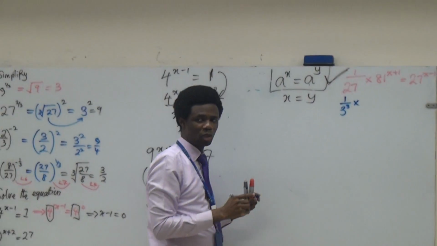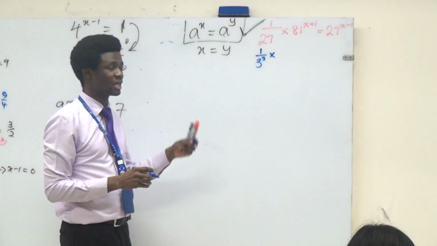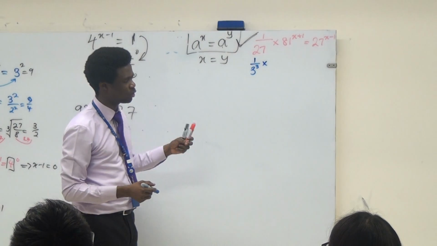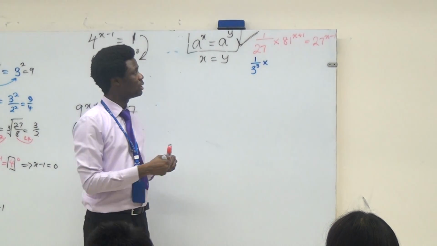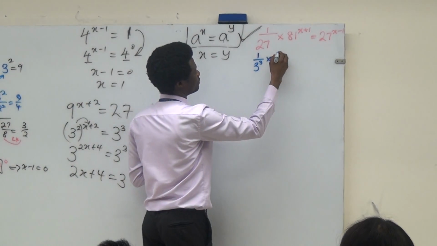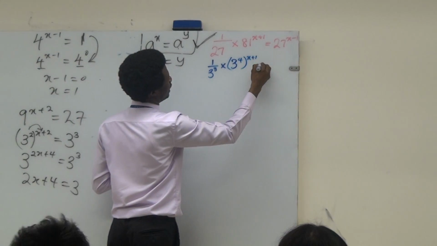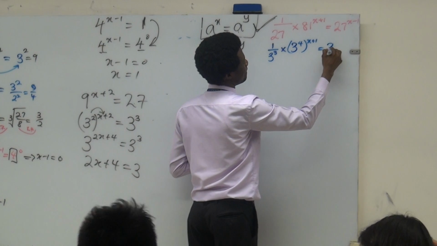There's more than one person in the class and I need everybody's attention. Please don't ask, oh, how did you get that? I'm confused. You need to listen now. What is the next thing to write? 3 to the power 4, 4x plus 1, and this will be 3 to the power 3.